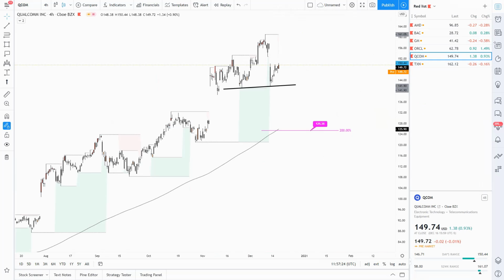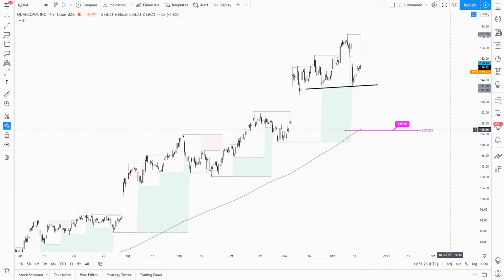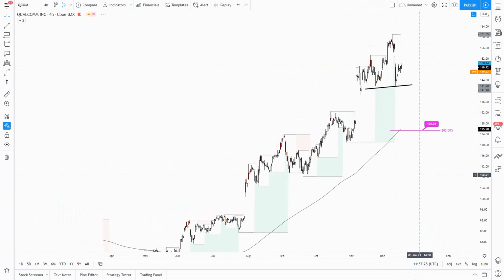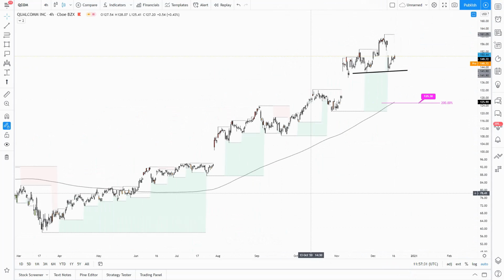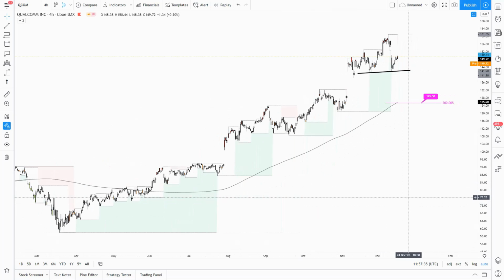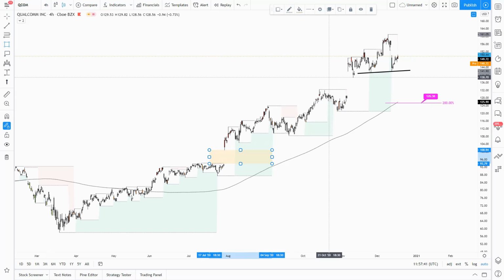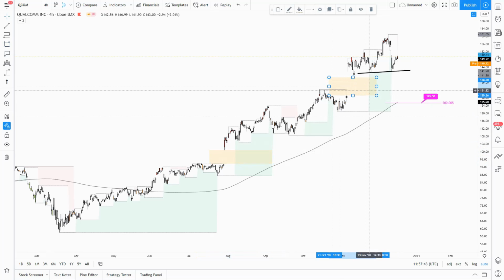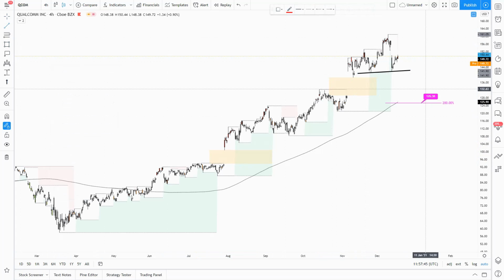So this is Qualcomm. I'm just sharing with you this pattern because we have two gaps here that I will not be surprised to see filled. As we can see, one of them right below, and the most recent one right here. So this one may be filled by one inverted head and shoulders, with the target projected at 125.